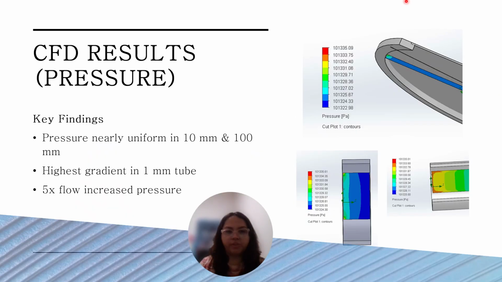So for my flow simulation results, the 1 millimeter tube had the highest pressure gradient because the flow hasn't developed yet and it immediately hits the wall. And the 10 millimeter and 100 millimeter models behave similarly with almost uniform pressure. Pressure also scaled linearly with flow rate, confirming laminar flow. From these tests, the maximum pressure was about 93 Pascal, which I applied in the structure analysis study.